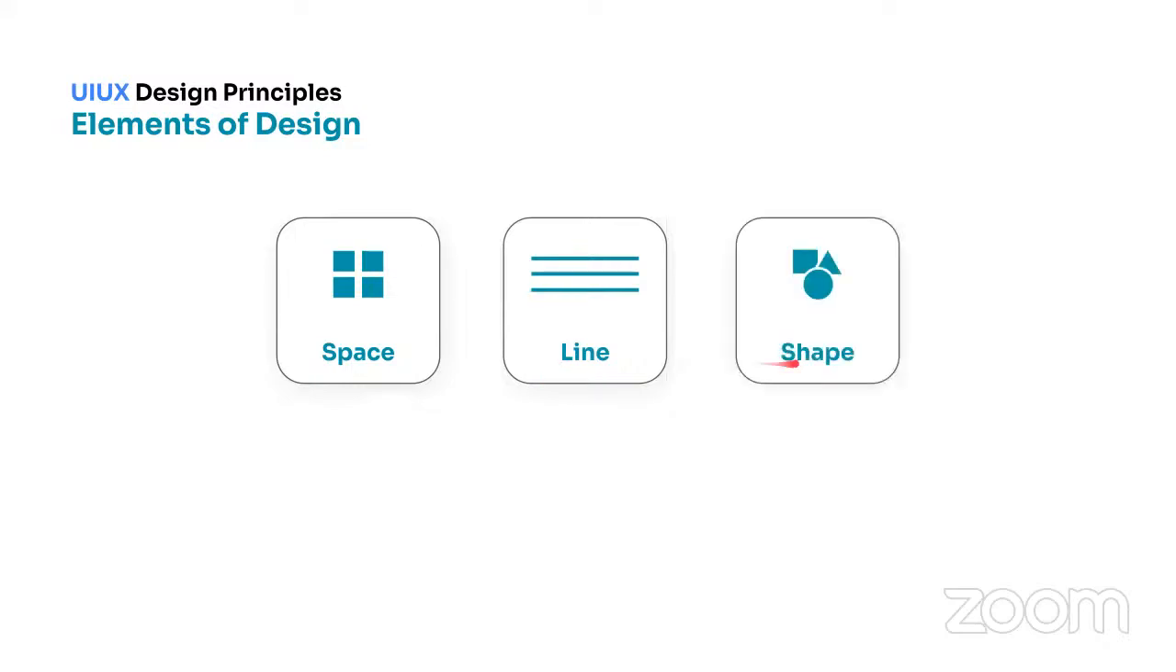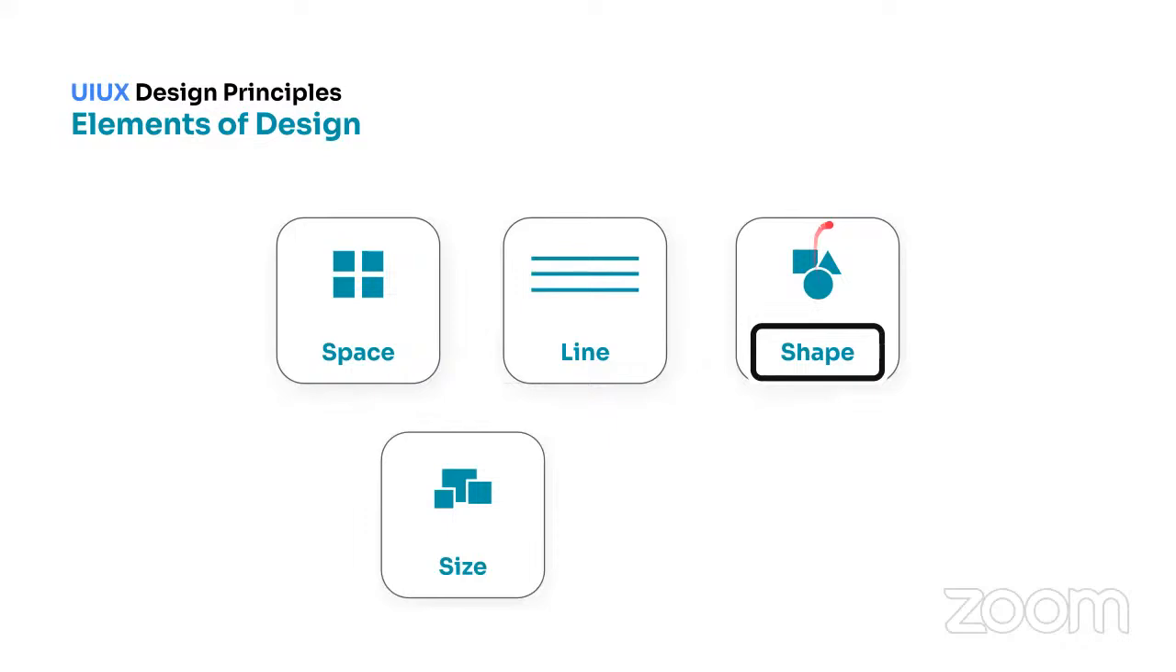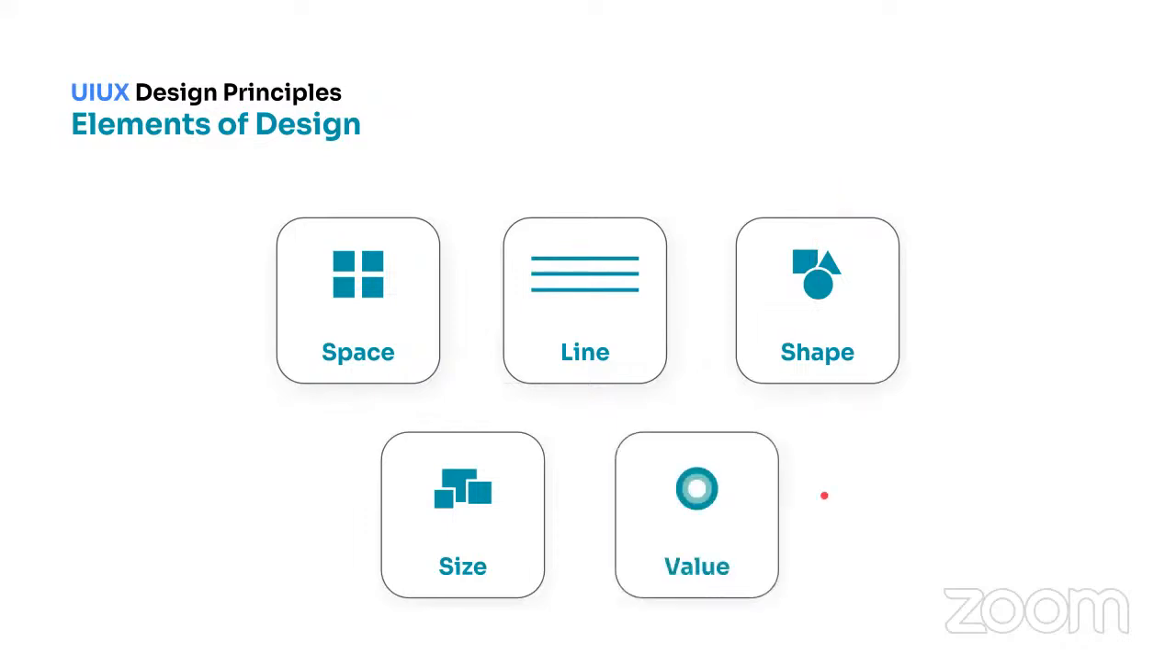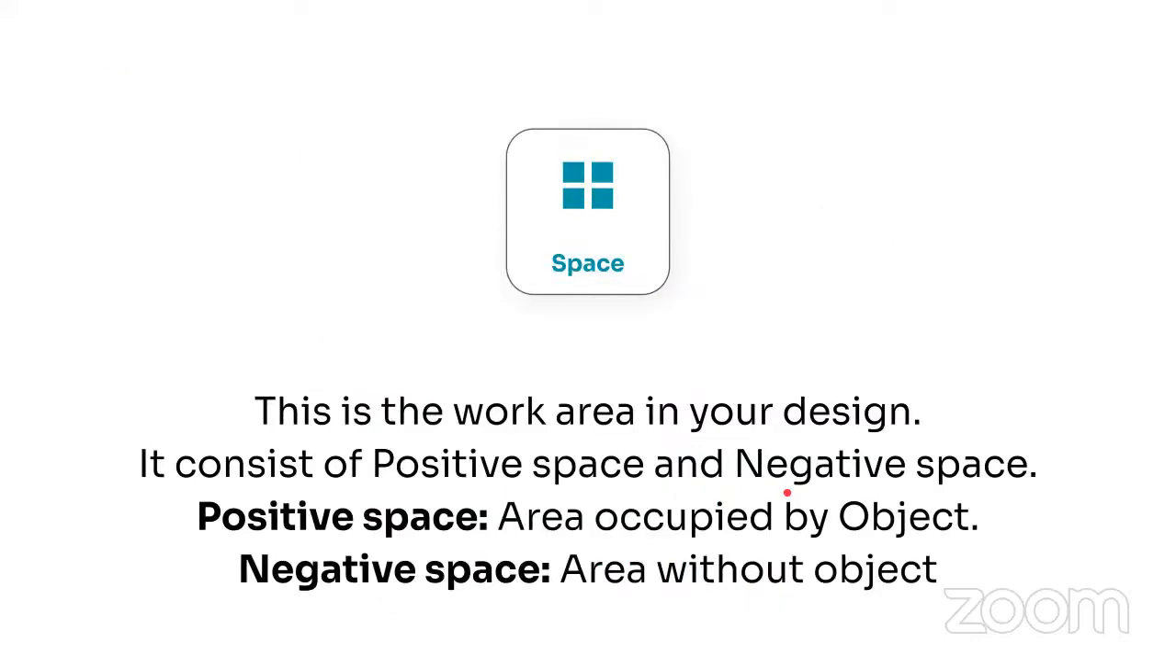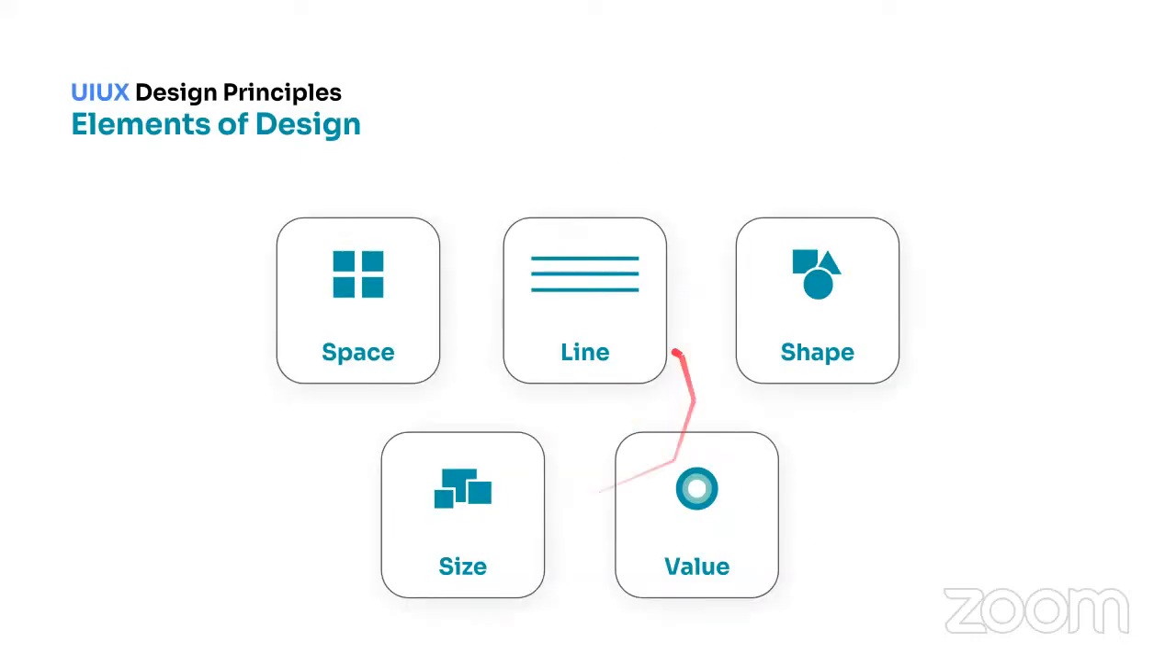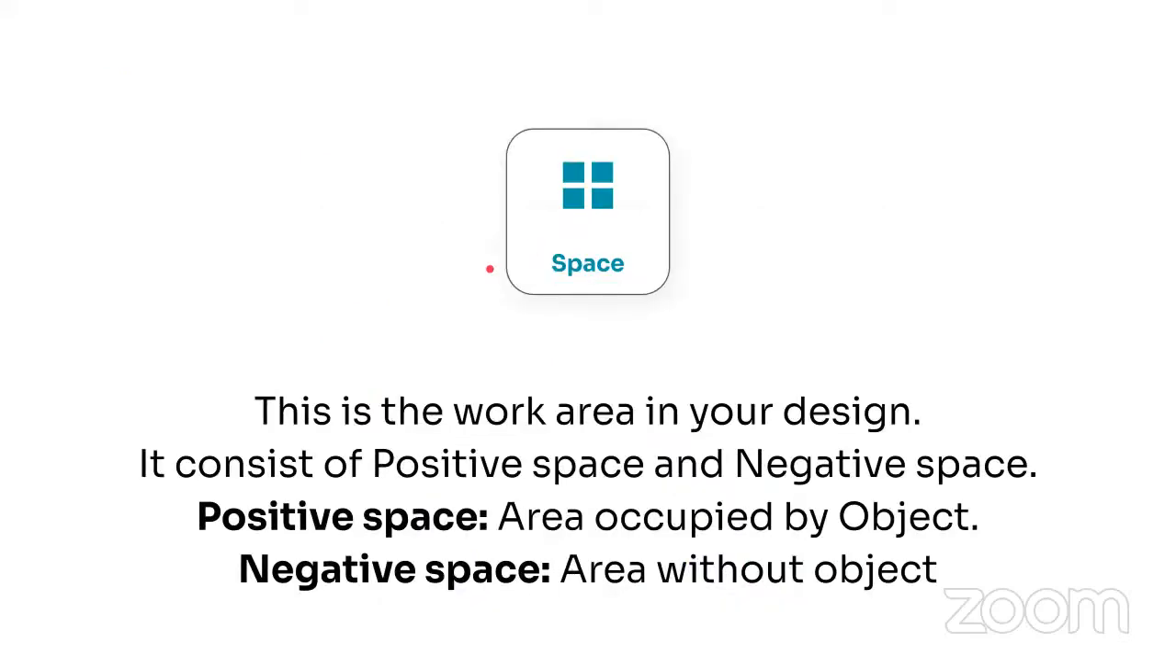So the first one is space. Second one is line. Third is shape. The fourth is size. The fifth is value. And then that's all. That's the totality of the elements of design we have. So the first element of design we'll be looking at is space.